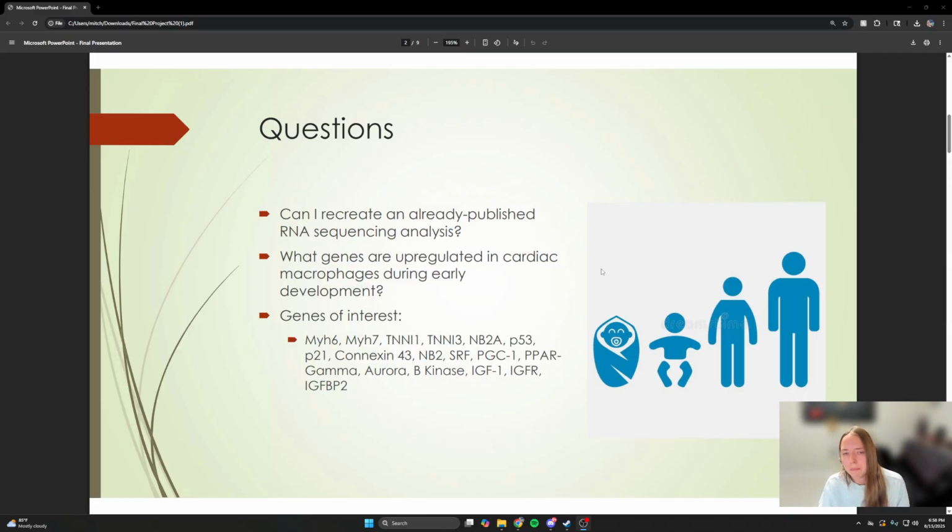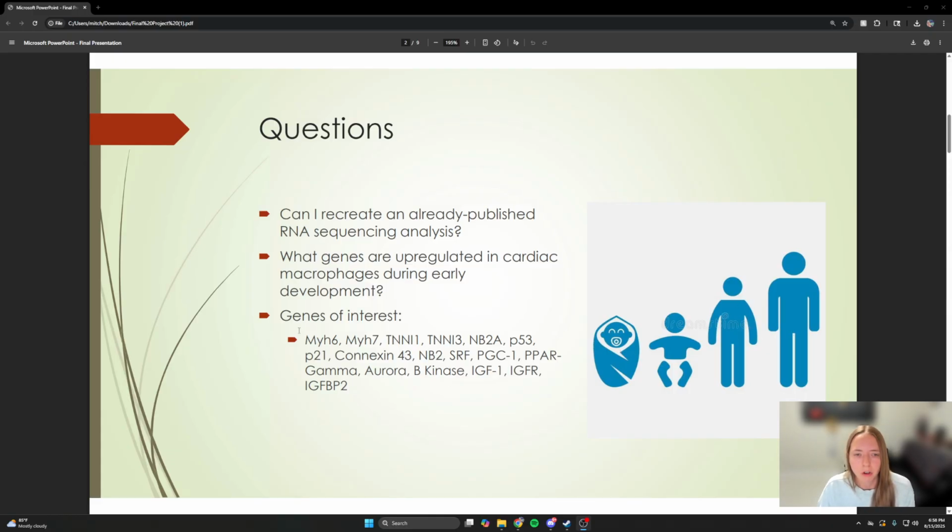So I asked around the lab, and a PhD student who also has never done RNA sequencing asked if I could maybe look into some data set that he's been interested in but has been too afraid to actually get in and try and learn this process. He studies the early development of the heart and the role of immune cells, specifically cardiac macrophages. During early development, there are all these changes occurring in the heart, and the immune system plays a huge role in that to get from a baby to an adult.